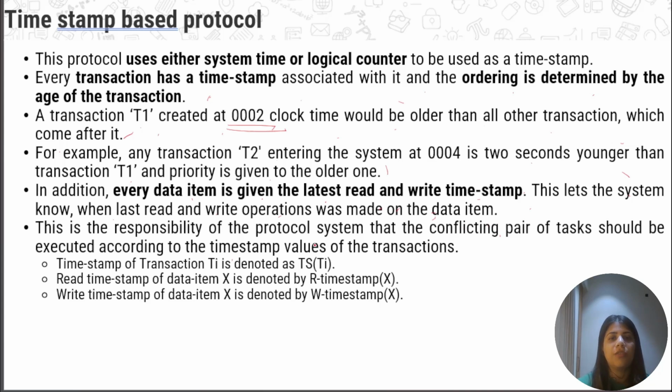This is the responsibility of the protocol system that the conflicting pair of tasks should be executed according to the timestamp values of the transactions. Because यहाँ पे कोई mishap या mix होने का सवाल ही नहीं उठता है, as the timestamp according to the seconds or milliseconds will always differ. Timestamp of a transaction Ti is denoted by TS(Ti). Read timestamp of the data item X is denoted by R-timestamp(X), X being the data element. Write timestamp of data item X is denoted by W-timestamp(X).